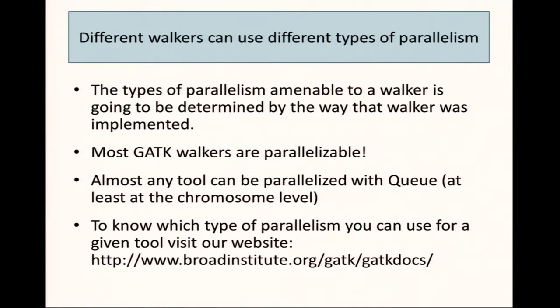So most GATK walkers are parallelizable. Almost every single one of them is at least able to run in parallel with Q. Almost any one of them can be run with Q, at least at the chromosome level. We'll talk about the different ways in which Q can slice your data. At the chromosome level, it's usually the one that you can always trust will work well, but there are other ones.